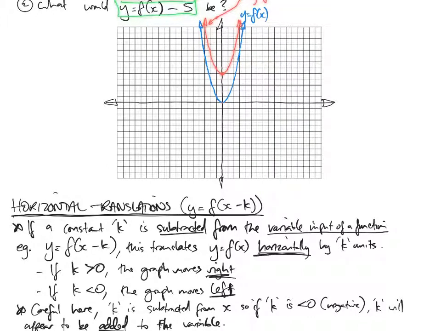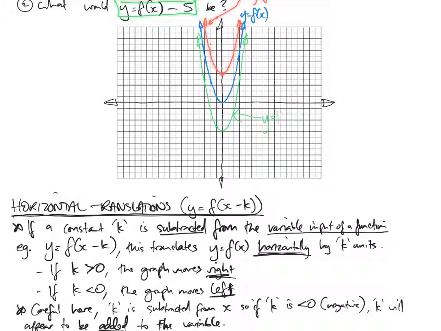So 1, 2, 3, 4, 5. So 4, 9, 10, 11, 12, 13, 14, 15, 16. Alright, just giving myself dots to help draw the graph. So the last graph in green, where I've taken 5 from the value of the function, is going to be this graph in green, which is shifted down by 5.